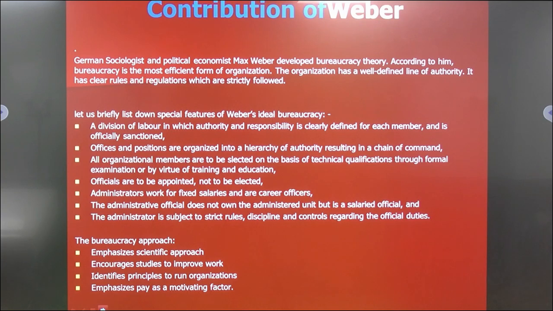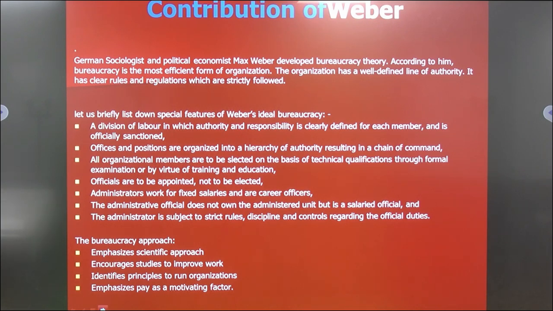ये दो प्रिंसिपल किसी भी संगठन में रहते हैं और वो मैक्स वेबर द्वारा दिए गए ब्यूरोक्रेटिक मॉडल में भी हैं। पॉइंट नंबर 3, ऑल ऑर्गेनाइजेशनल मेंबर्स आर टू बी सिलेक्टेड ऑन द बेसिस ऑफ टेक्निकल क्वालिफिकेशंस थ्रू फॉर्मल एग्जामिनेशन और बाय वर्च्यू ऑफ ट्रेनिंग एंड एजुकेशन। आई थिंक इट्स वेरी क्लियर टू यू, आई नीड नॉट टू एक्सप्लेन वंस अगेन। नेक्स्ट पॉइंट, officials are to be appointed, not to be elected.